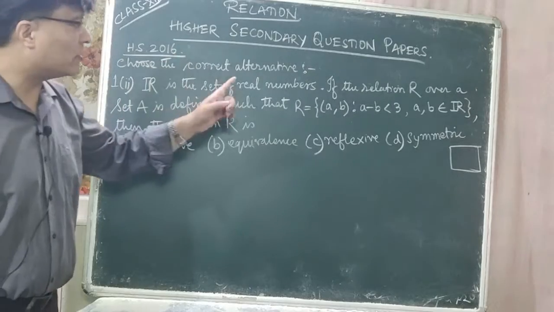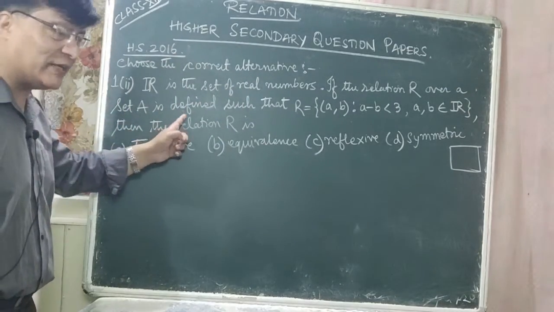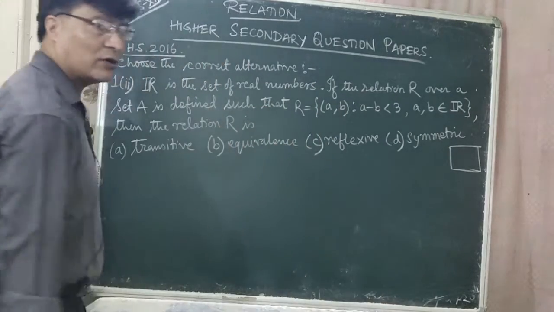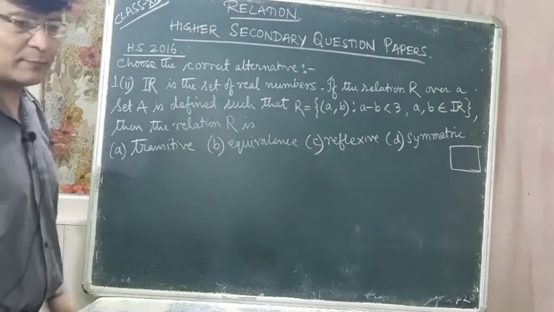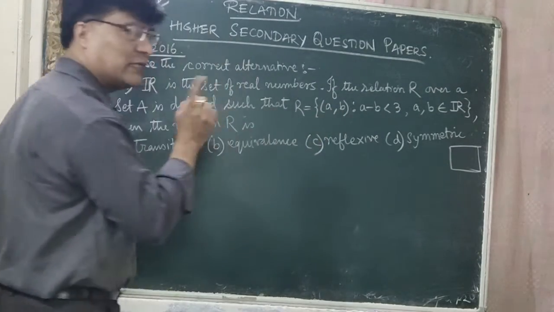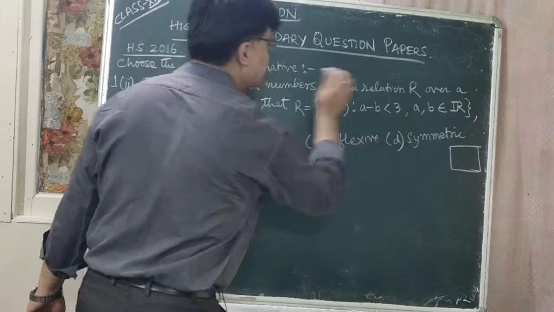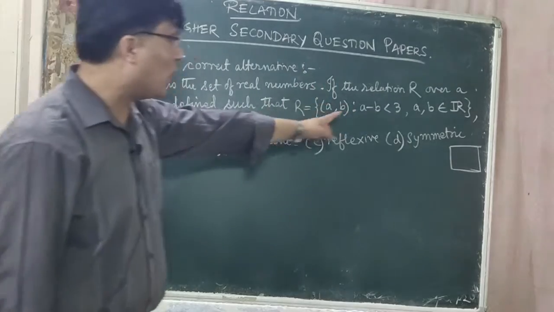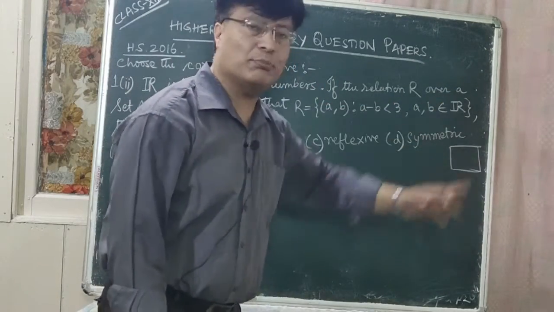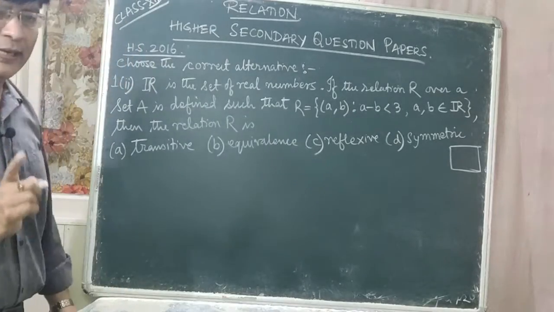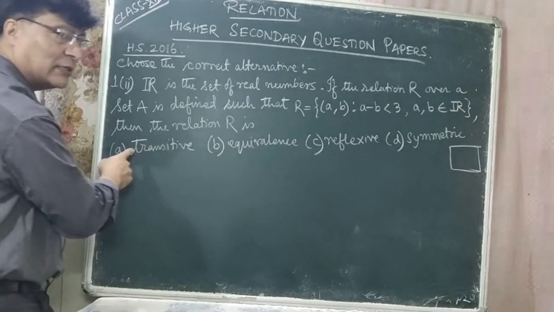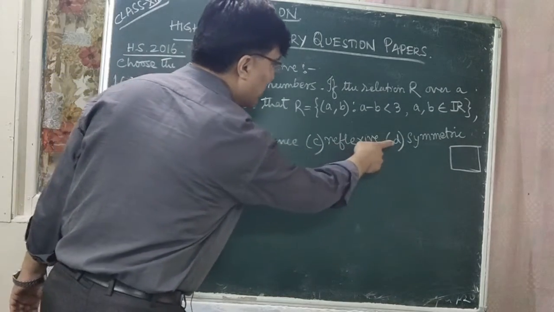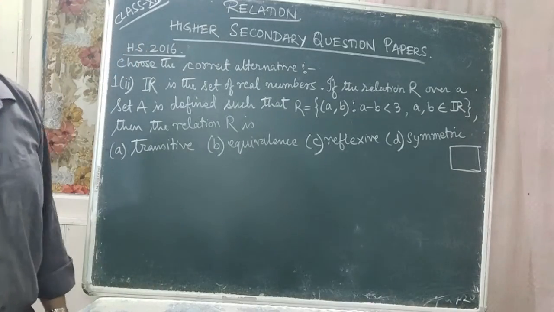Okay, so if the relation R over a set A is defined such that, what is the relation R here? R is equal to, within second bracket, it is an ordered pair, within first bracket A comma B, such that this A comma B is defined as A minus B is less than 3. A minus B, the difference, should be always less than 3 for all A comma B belongs to the real numbers, all defined numbers. Then the relation R is: A, transitive; B, equivalence; C, reflexive; and D, symmetric. So you have to choose the correct option.